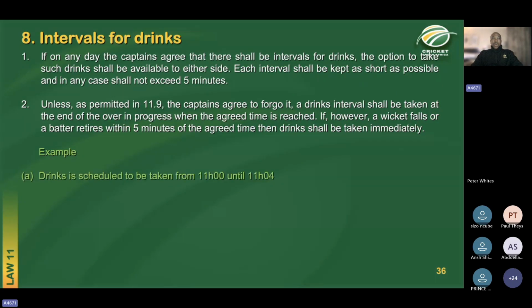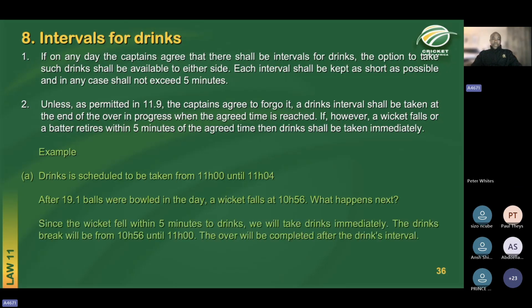So our test match morning session is from 10 a.m. until midday at 12. So drinks is scheduled halfway through that session from 11 until 11:04. After 19.1 overs, a wicket falls at 10:56. What happens next? How many minutes before the scheduled drinks break is 10:56? That is 4 minutes before the scheduled drinks break.